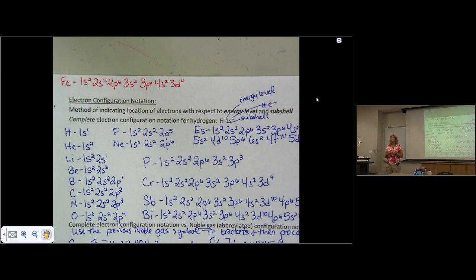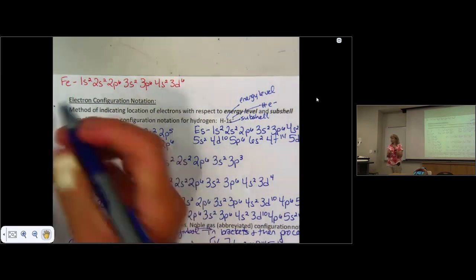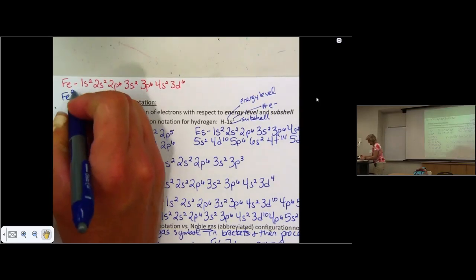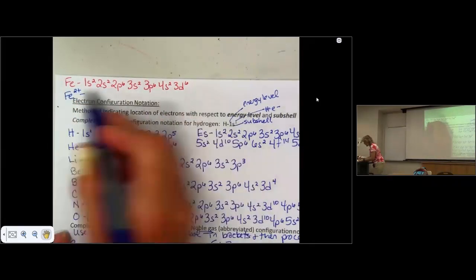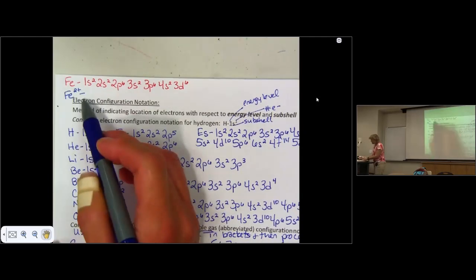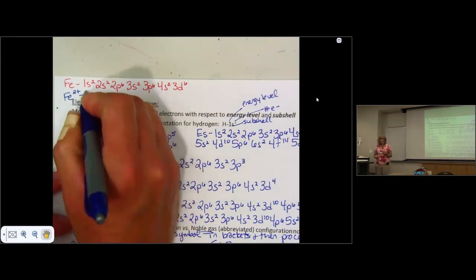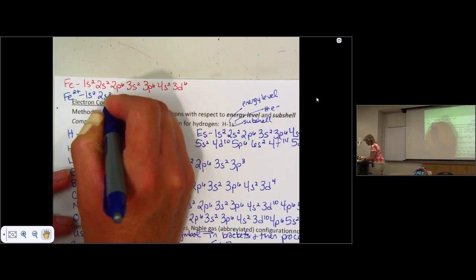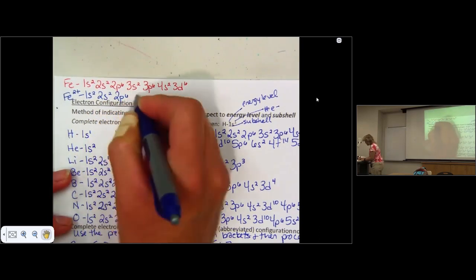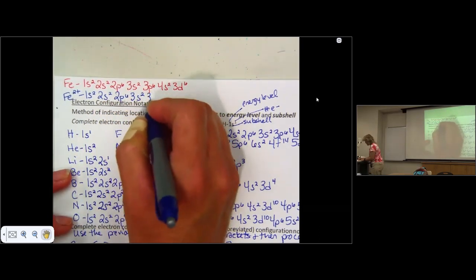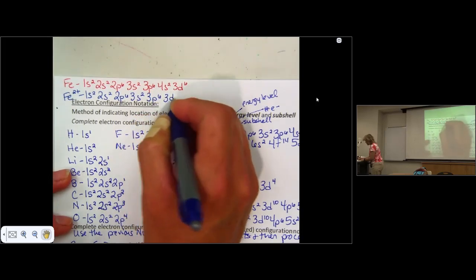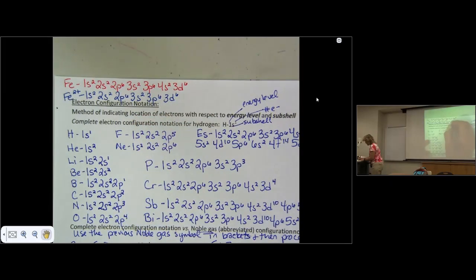+2 and +3. First, you tell me how do we get iron 2+? Here's the whole thing. Now tell me, how do you get iron with a 2+ charge? Loses 2 electrons. Who does it lose? 4s. So then what do you write? 1s2, 2s2, 2p6, 3s2, 3p6, 3d6.